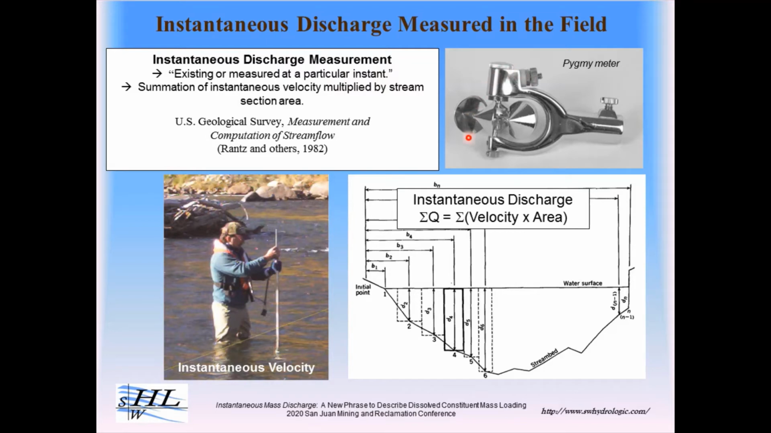And so we start with the pygmy meter or flow anemometer. It's at the bottom of this weighting rod with the tagline tape going across the channel. And here I am measuring instantaneous velocity. And I'm measuring the instantaneous velocity of this representative rectangle as you go across the channel. And the instantaneous discharge is a summation of these instantaneous velocities times the area. And the discharge of the channel is the summation of these little rectangles as you go across the stream.